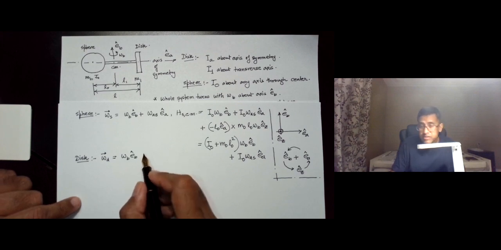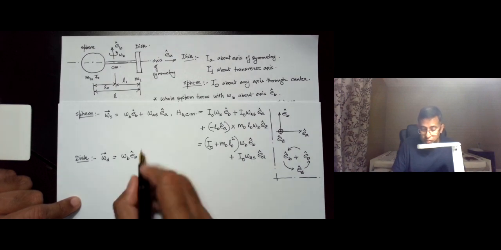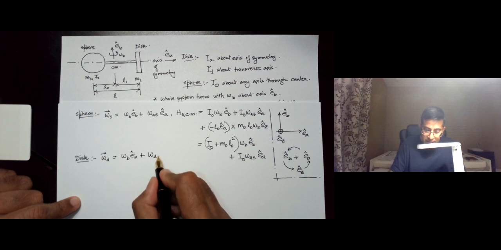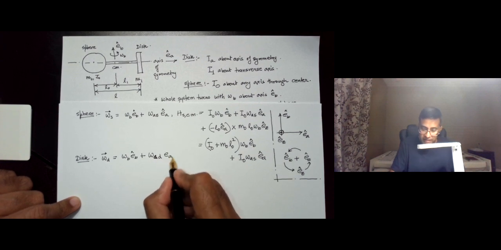And then it will also have an axial angular velocity which we do not know, but we are going to represent it as omega axial, omega AD. So it is omega axial for the disk, EA.